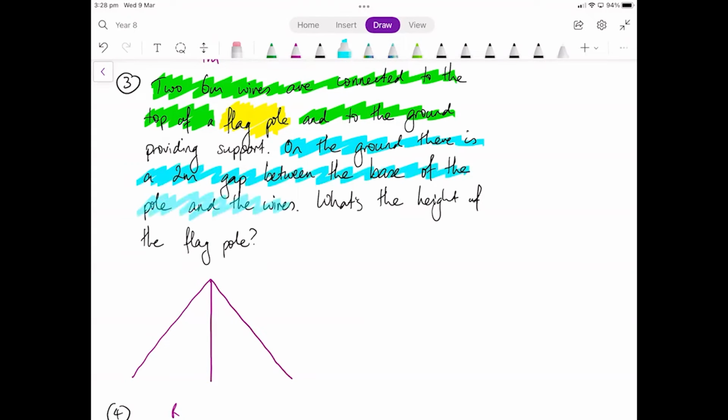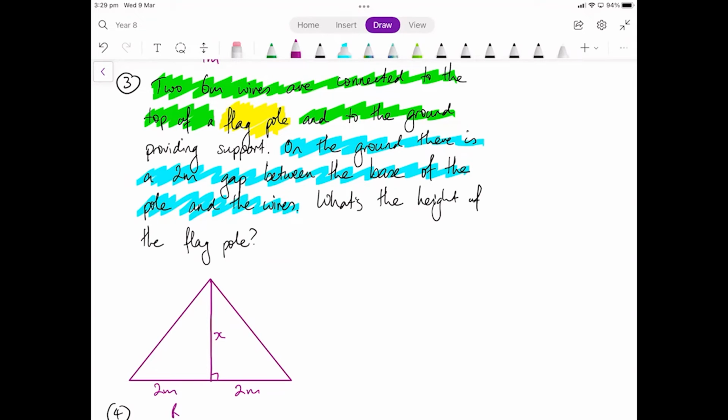That means between each wire to the vertical pole in the middle, it should be 2 meters. So I draw the ground and then I label it 2 meters between one wire and the pole and 2 meters between the second wire and the pole. And don't forget to write that the wires are 6 meters each and the flagpole is what you need to find, so we'll label that as X.